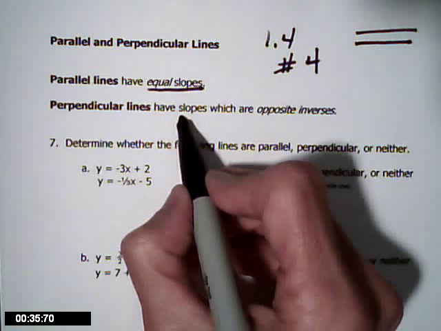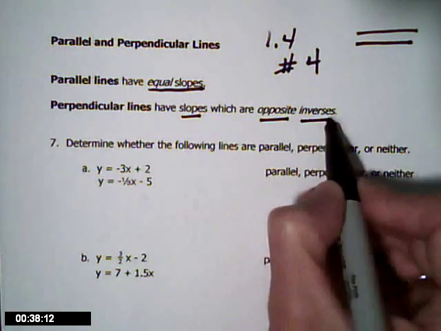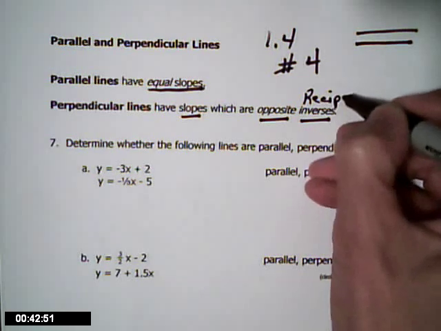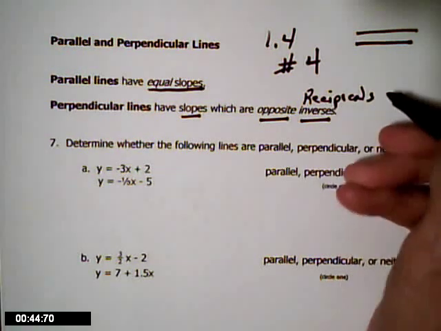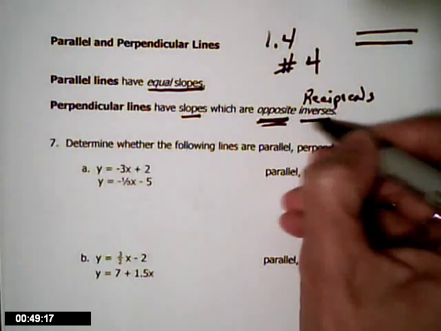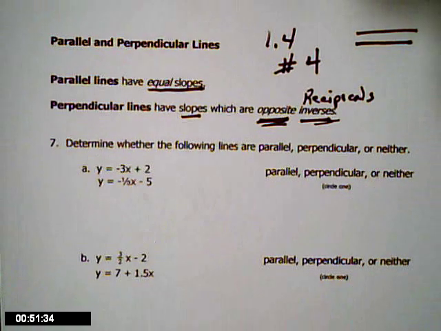Perpendicular lines have slopes which are opposite inverses. I tend to use here the word reciprocal because I think you're going to remember that a little better. Opposite meaning to change the sign, reciprocal meaning to invert the fraction.